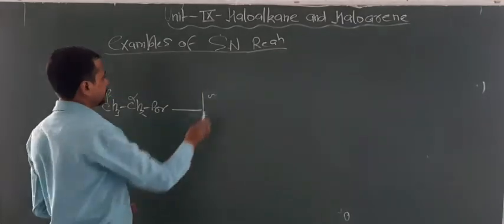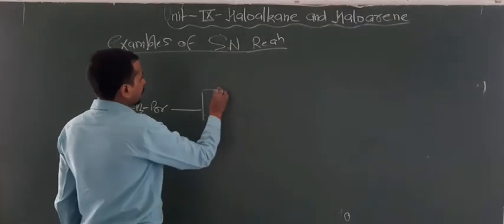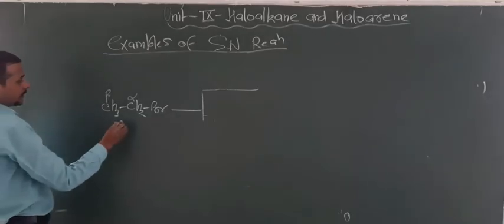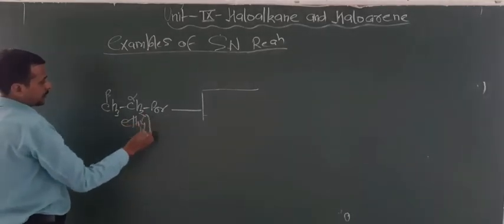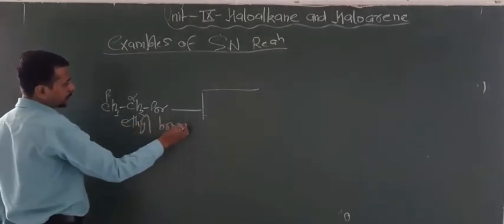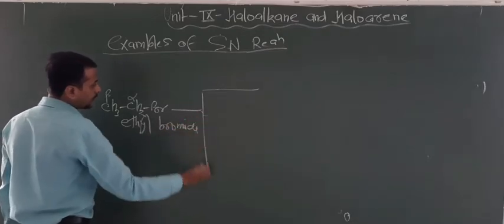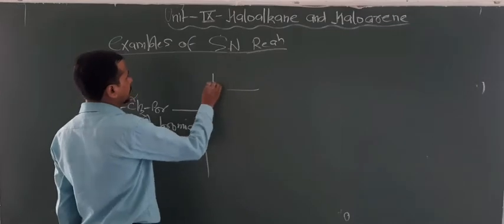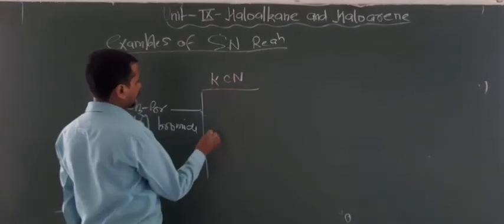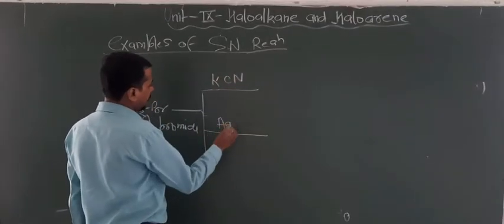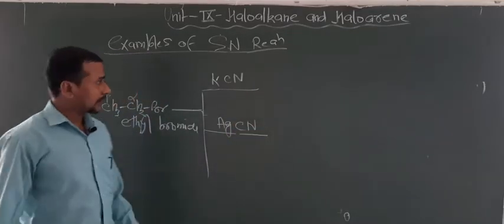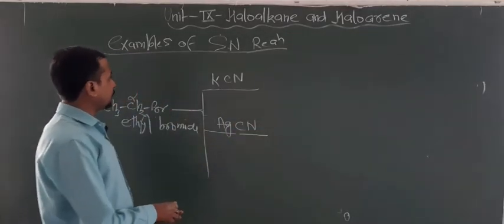Again, if the ethyl bromide, this is known as ethyl bromide, or you can say any alkyl bromide or halide, reacts with KCN and reacts with AgCN. So look again, this is also one of the most important reactions from the examination point of view.